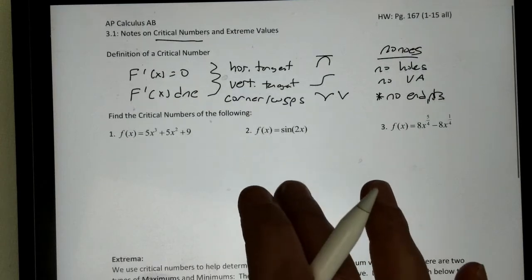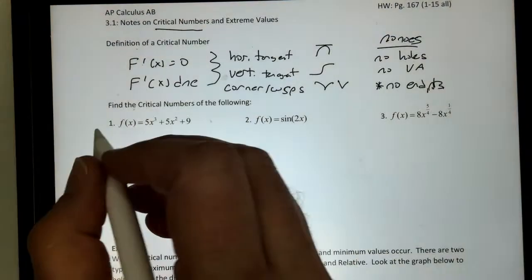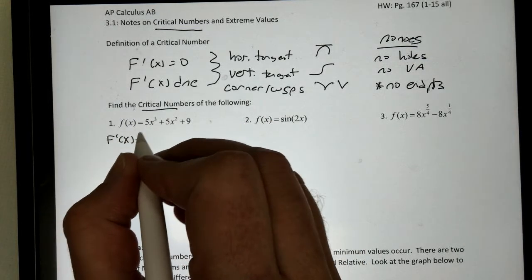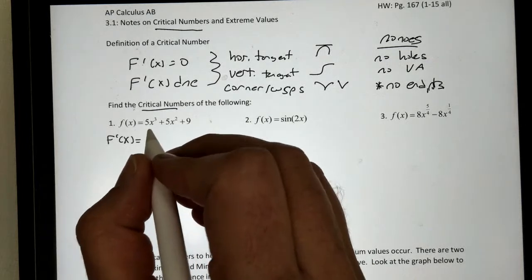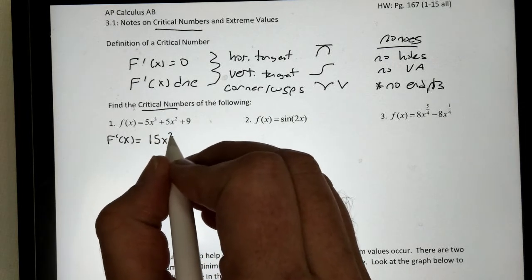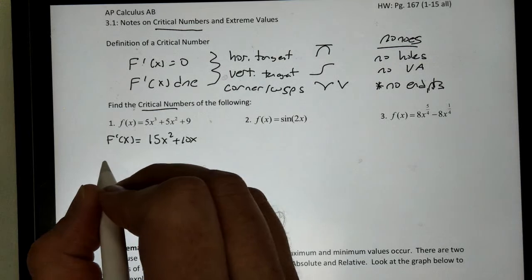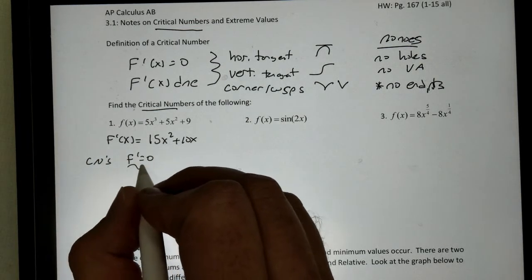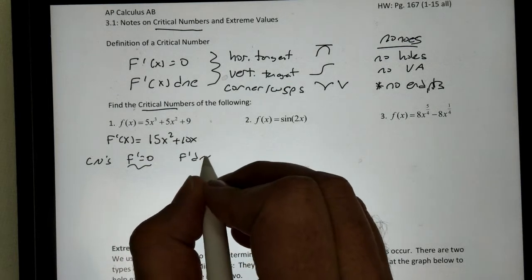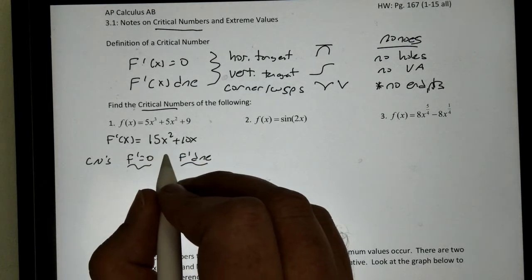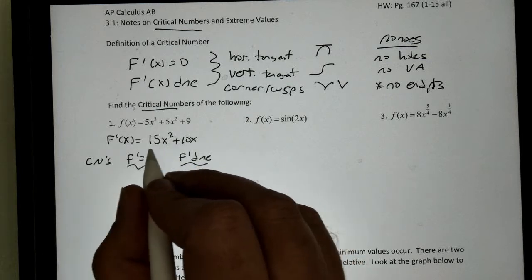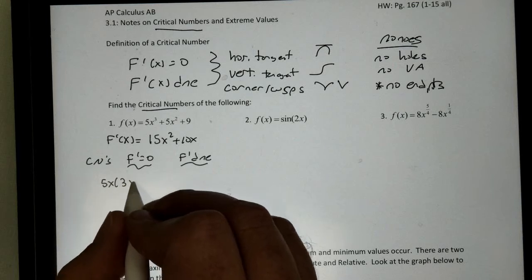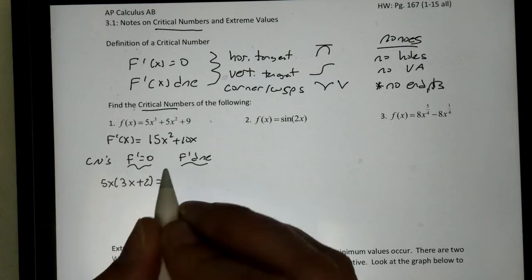We want to find the critical numbers for the following functions here. So we're just going to take the derivative. If I take the derivative of 5x cubed plus 5x squared plus 9, we're going to get 15x squared plus 10x. To get the critical numbers, watch what I do here. Our rule: set the derivative equal to 0 and set the derivative to DNE. If we set the derivative equal to 0, I'm going to do a little bit of math here. I can factor out a 5 and an x, and that's going to give me 3x plus 2 equal to 0.